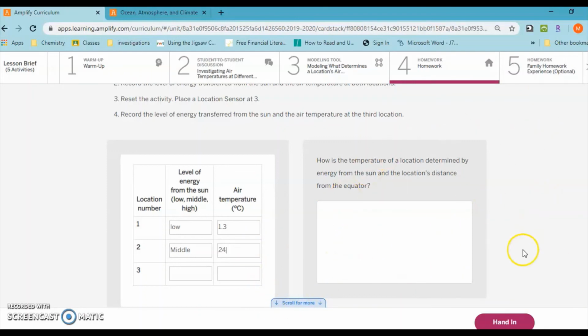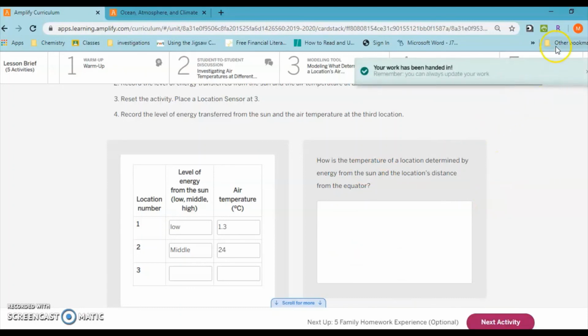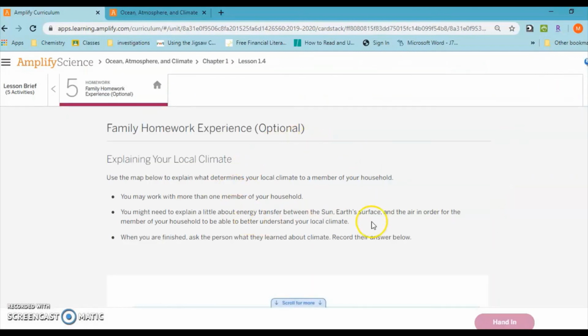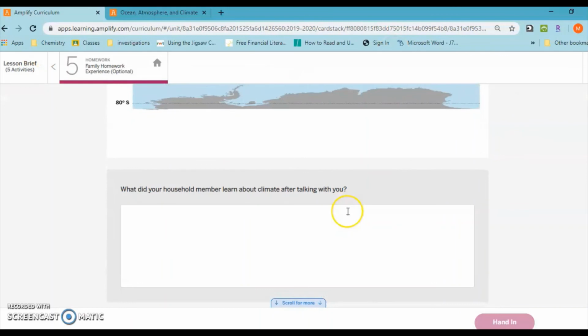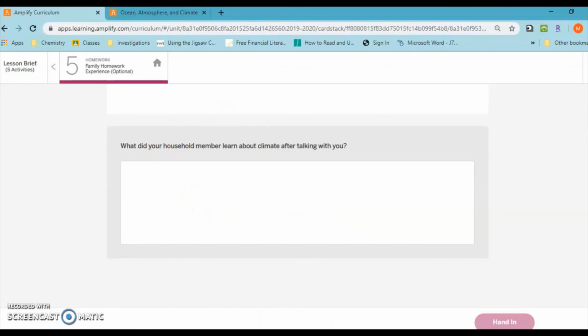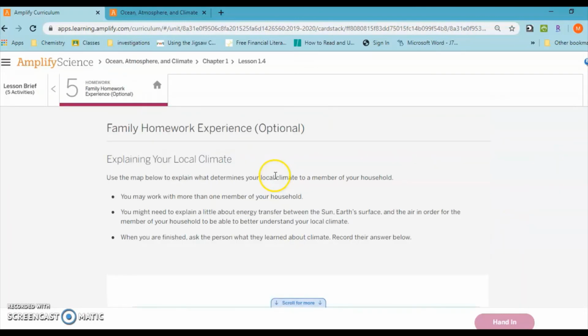And remember, you're going to answer this question here. Okay? And once you're done, you're going to hit hand in. Now, number 5 is extra credit. So you can do this with your family if you want to. You're going to record your questions below. Tell me what your family learned after talking about it with you. And that is extra credit.